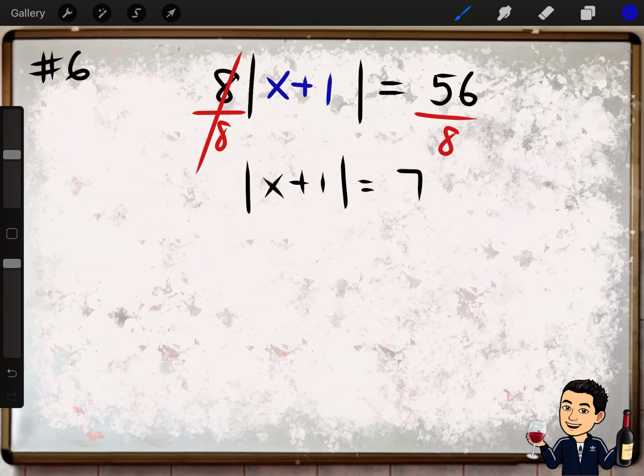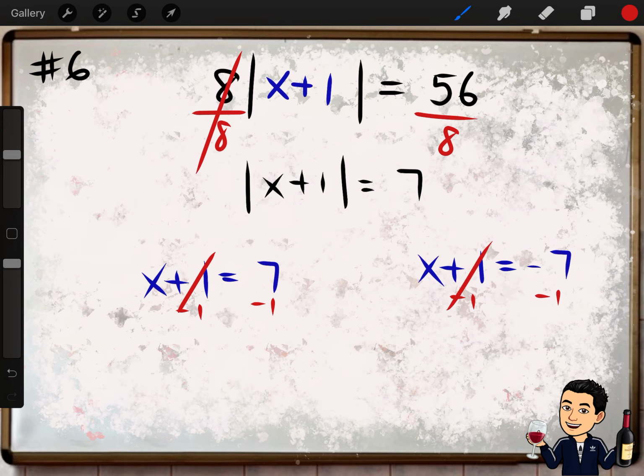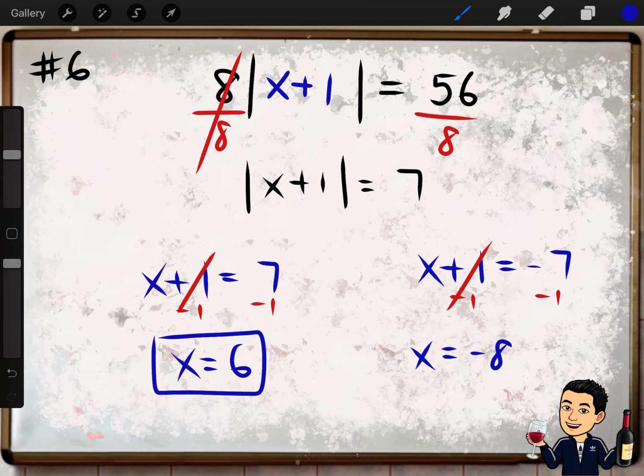Okay, so we're going to rewrite this x plus 1 without the absolute value notations. You're going to put in two different equations. One of them is going to equal 7. Another one is going to equal negative 7. The next thing you want to do is just subtract 1 on both sides, on both equations, so you can isolate the x. So you have x equals 6. That's going to be your first solution. Or x equals negative 8.